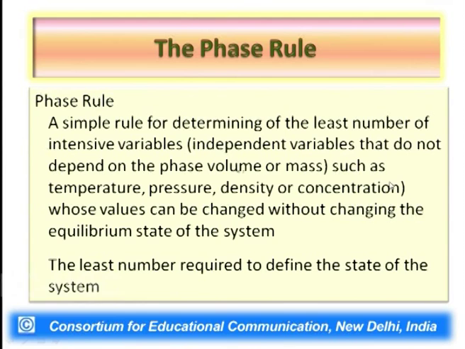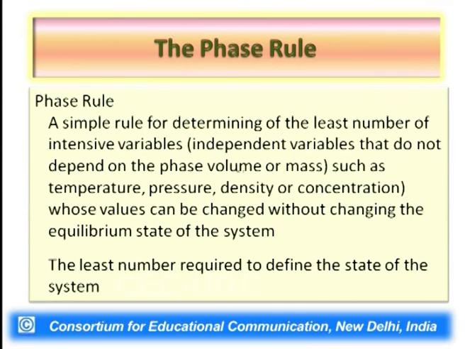For example, these variables are temperature, pressure, density or concentration. The value of these variables can be changed without changing the equilibrium state of the system. So, phase rule helps us to determine the degree of freedom, which is nothing but the least number of intensive state variables required to define the state of the system.